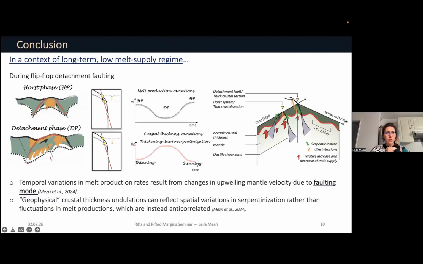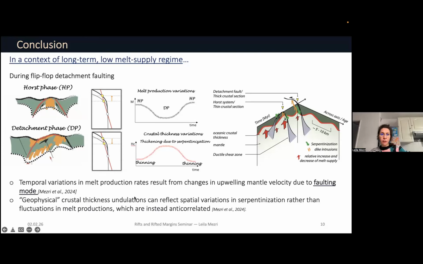So to conclude, in this context of a long-term low melt supply regime and during flip-flop detachment faulting, we have crustal thickening that correlates with the increase in the extent and depth of serpentinization, which is anti-correlated with melt production rates. The thickening of the crust is anti-correlated with melt production rates, which are decreasing, as shown here, because as we widen, the system becomes colder, the upwelling velocity decreases, and that leads to low melt supply.